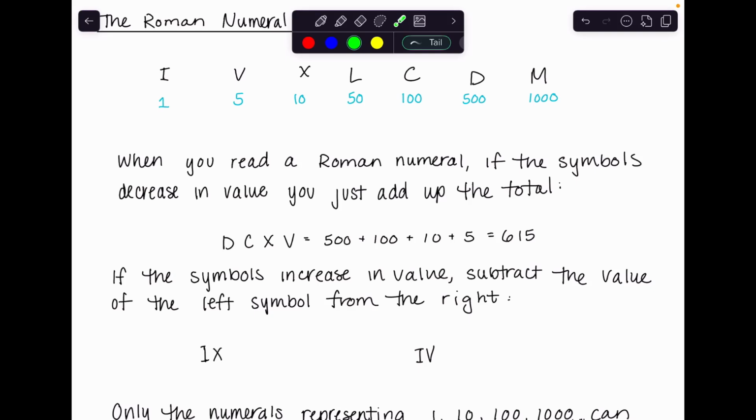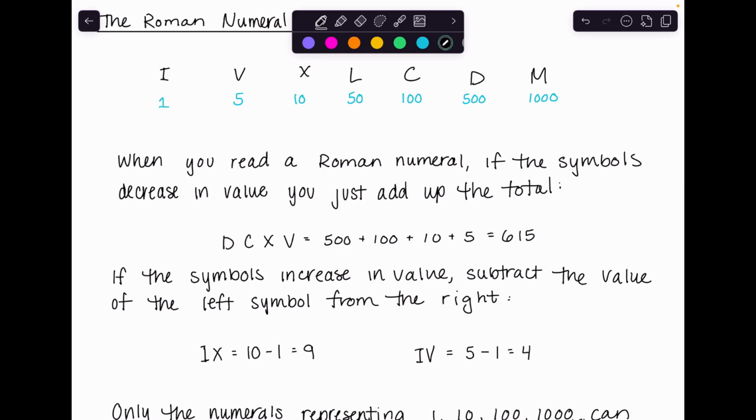So the examples you've probably seen of that are going to be IX and then IV. So IX, in that case X is the bigger value, which is 10. So what I'm going to do is from 10, subtract I, which is 1. So IX is really representing the number 9. If I have IV, V is 5, I is 1. So that tells me take that smaller value and subtract it from the bigger. This is going to be 4.